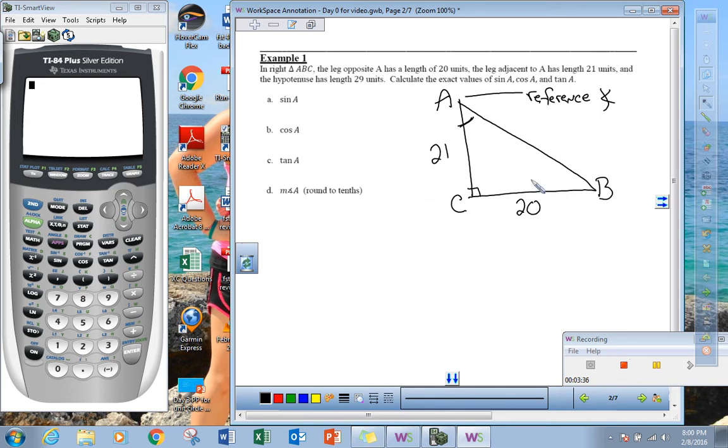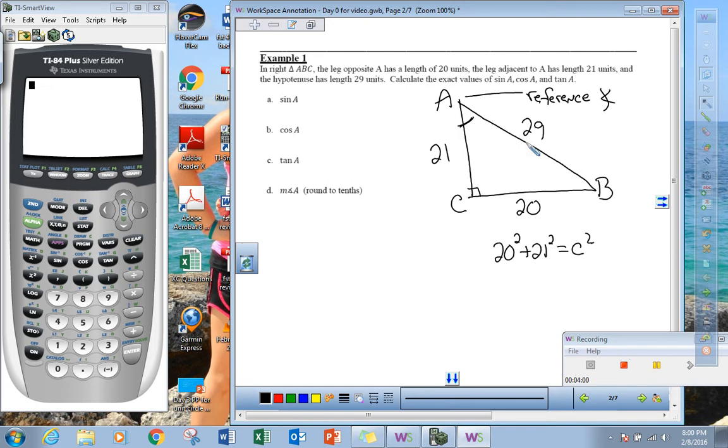I also need the hypotenuse, so we're going to use the good old Pythagorean theorem. 20 squared plus 21 squared equals C squared. Add those up, run them through your calculator. You'll find that side C is 29. Now that we have that, we're off to the races.